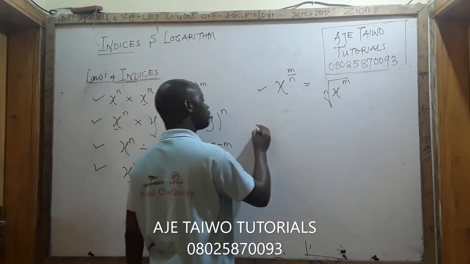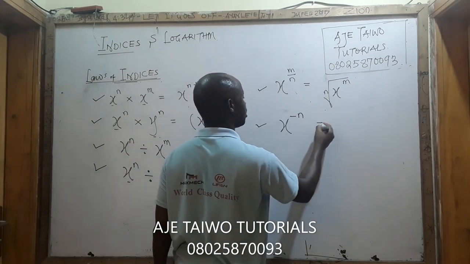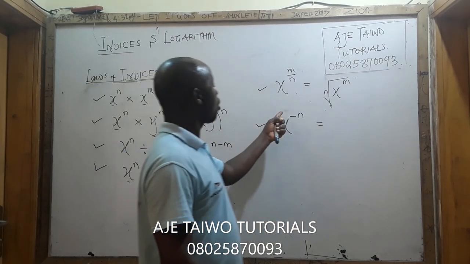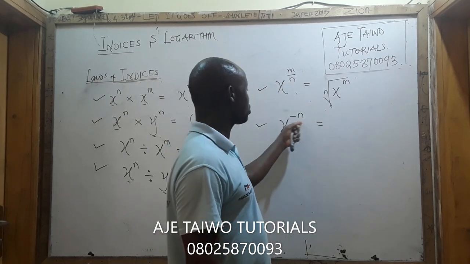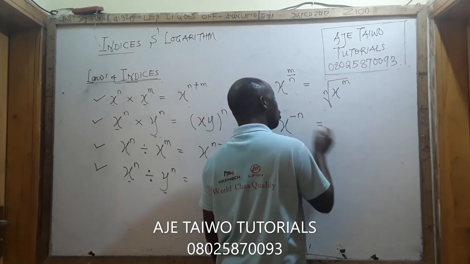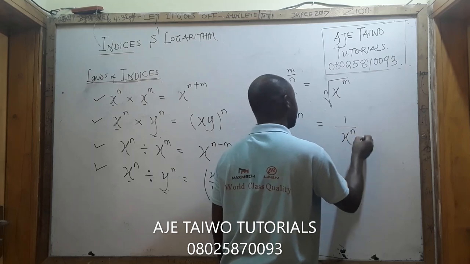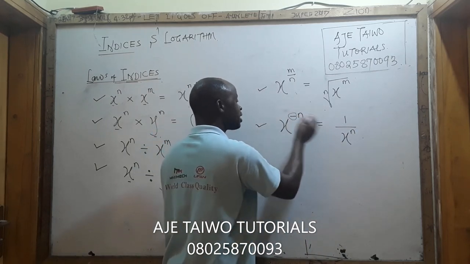What if you have x raised to the power minus n? When the power on this x is minus n, what will you have? This minus will become 1 all over x raised to power n. Yes, this minus became this one.